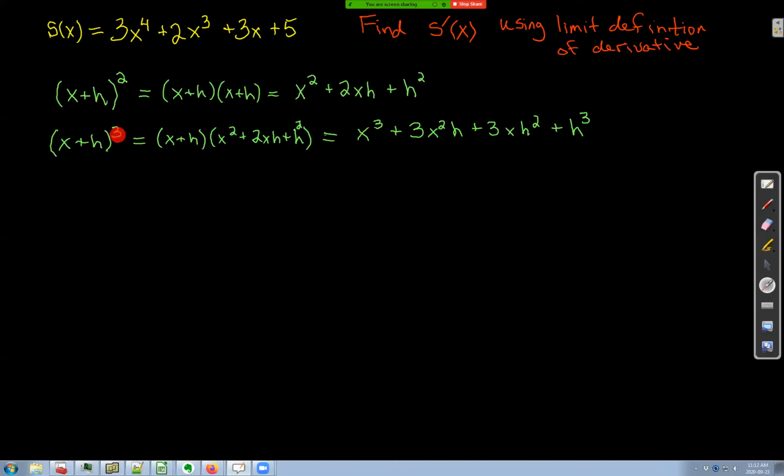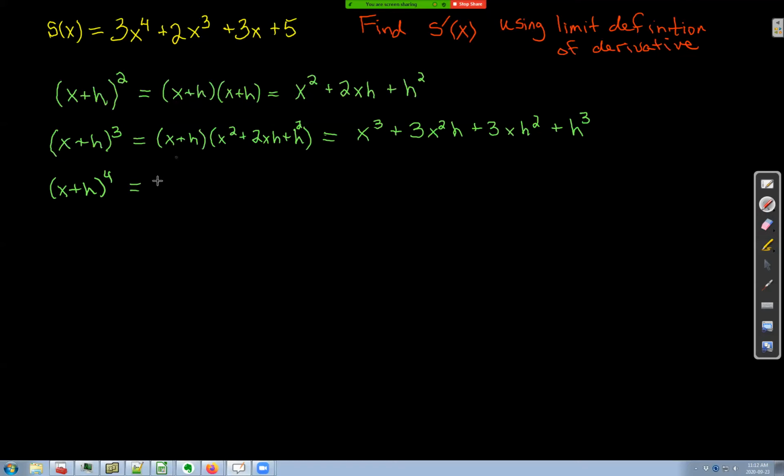Okay, so that's when we have an x plus h cubed. But this problem now has an x to the 4th. So, oh boy. Trust me that when we use our limit definition of the derivative, we're going to wind up at some point with an x plus h to the 4th. And so, oh my gosh, that's going to be a real mess.